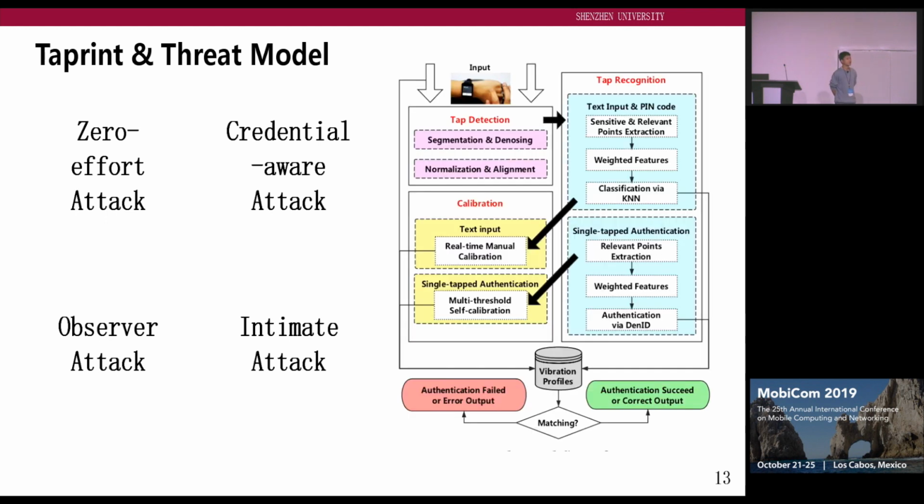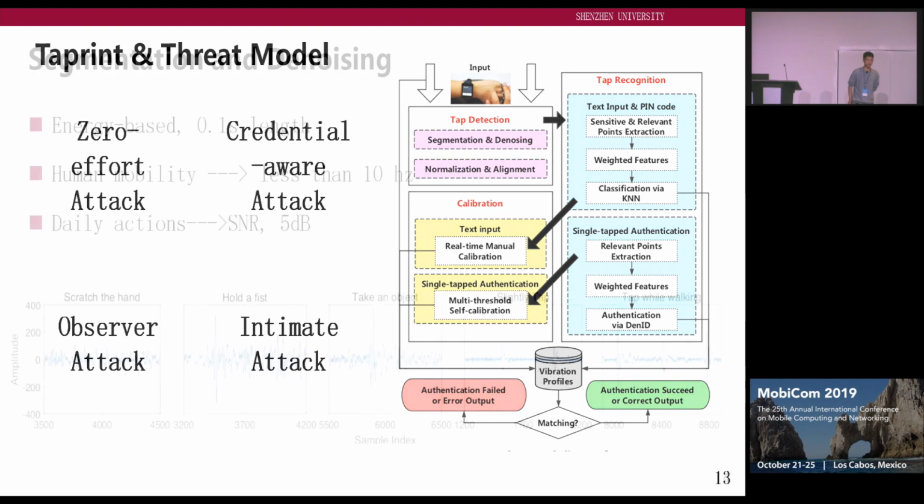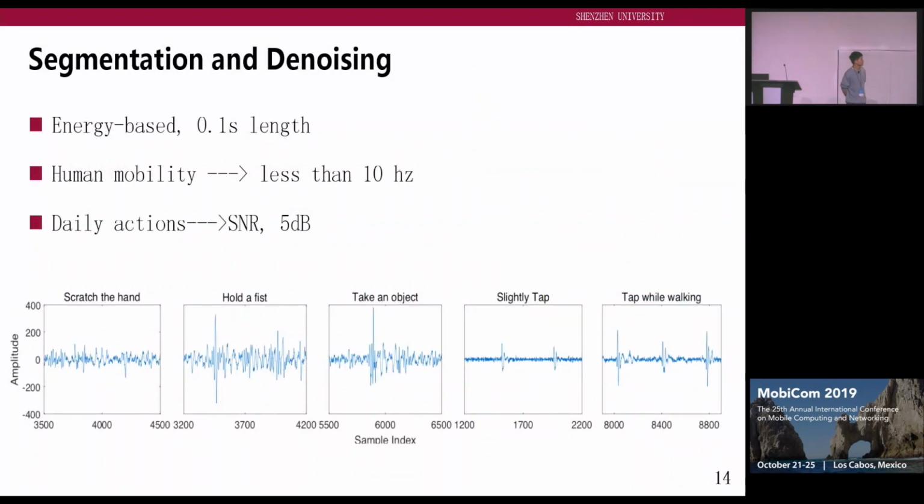And this is the architecture of the Taprint system. I will go through the technical details quickly because of the time limitation. Firstly, how can I remove the human mobility and the daily actions? Luckily, I find that the human mobility is always less than 10 Hertz. As we all know, we cannot move so fast, always less than 10 times per second, right?